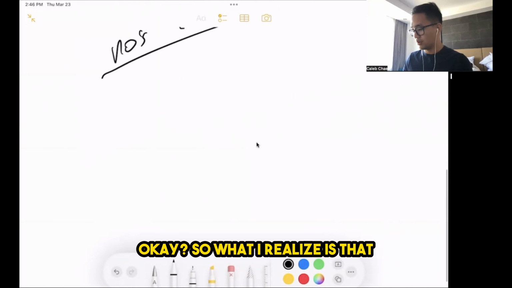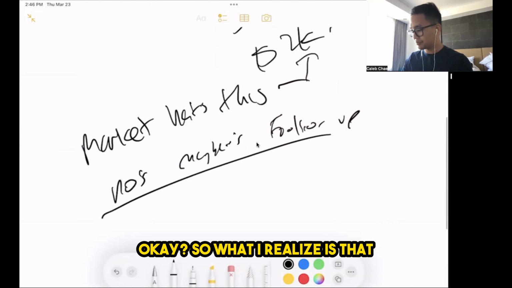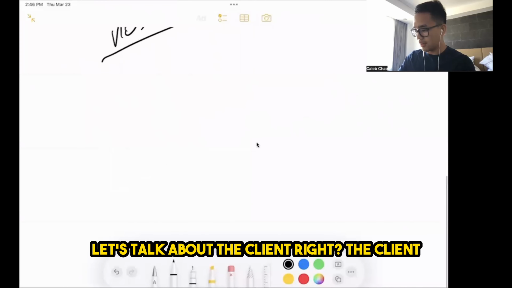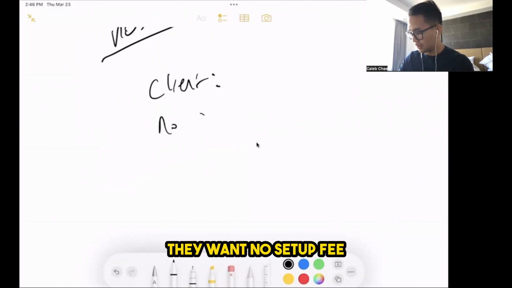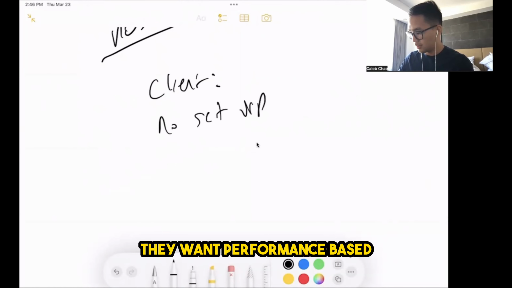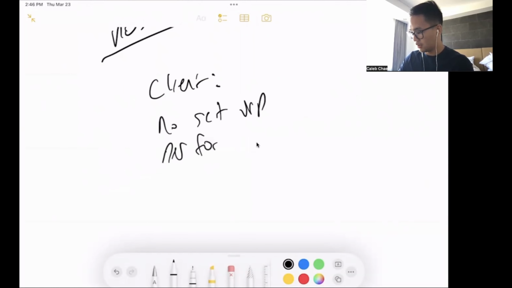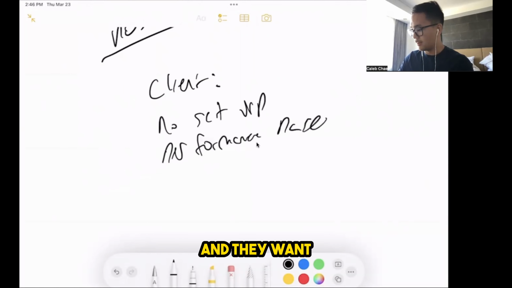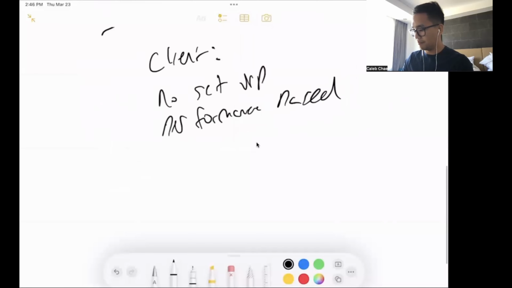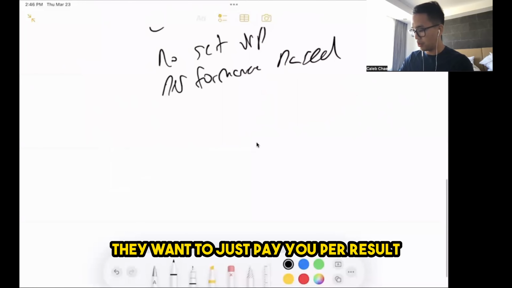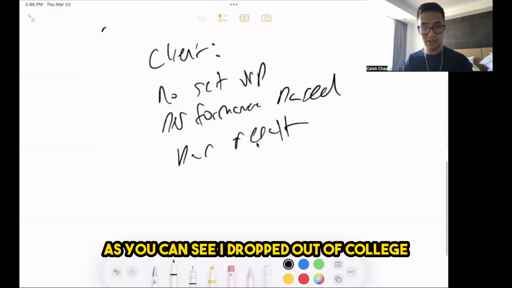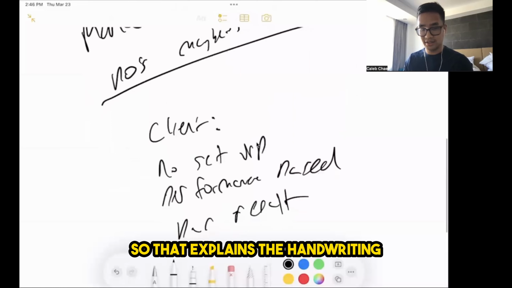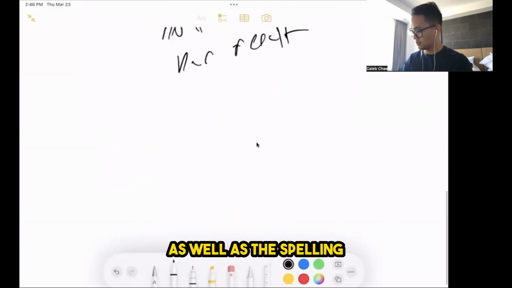So what I realize is that let's talk about the client. What does the client want? They want no setup fee. They want performance-based, and they want to just pay you per result. As you can see, I dropped out of college, so that explains the handwriting as well as the spelling.